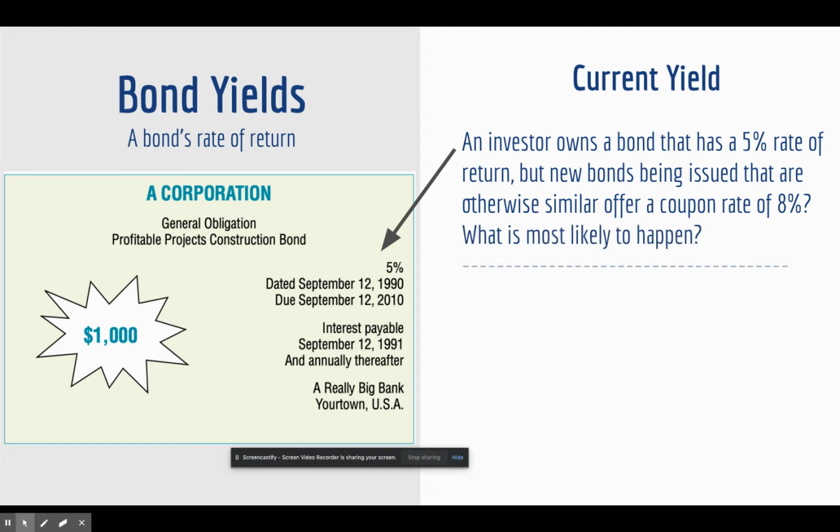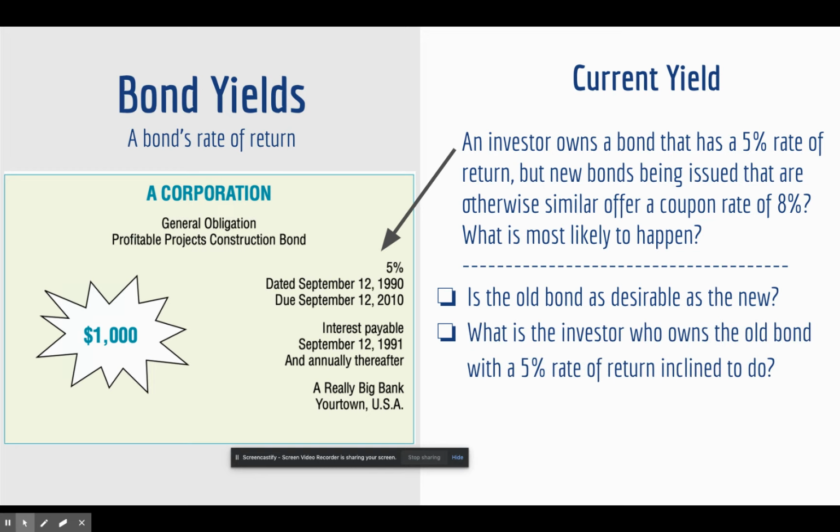And so what is most likely to happen here? Well, is the old bond as desirable as the new bond? No, it is not, because it does not have as attractive of an interest rate. And so what is the investor who owns the old bond with a 5% return inclined to do? Well, they're going to be inclined to sell their bond because they know they can sell this one and go out and find one that has a higher return.